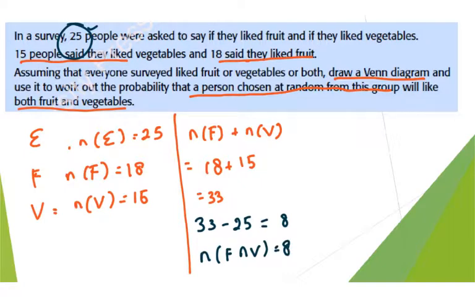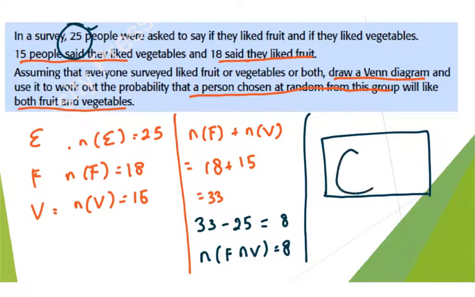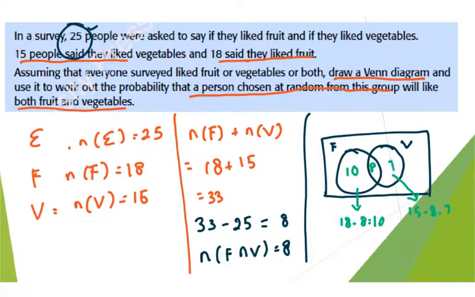Since we have already defined the sets, now we are going to draw this in the Venn diagram. In this Venn diagram, you should have a circle that represents fruit and a circle that represents vegetables. We are going to fill in the intersection part first, which is 8. The number of people who like fruit is 18, so 18 minus 8, you get 10. And the number of people who like vegetables is 15, you minus 8, you get 7.